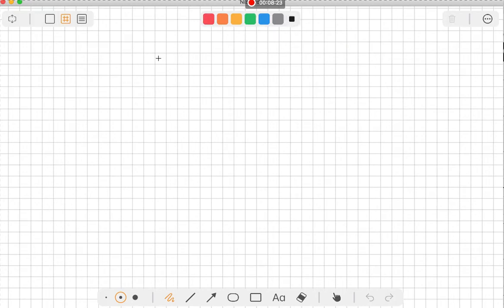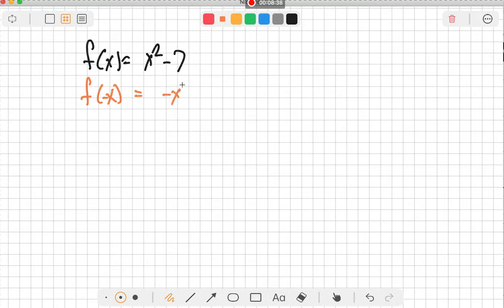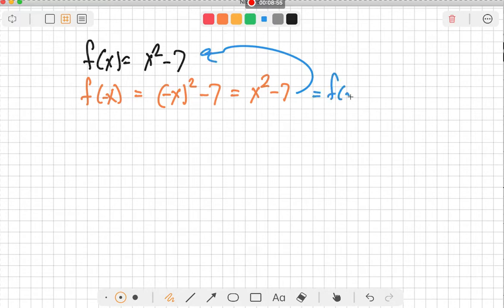So we are going to try, what if we have f of x equals x squared minus 7? Again, we try f of the opposite of x squared minus 7. But if you take a negative number and square it, you're going to get positive. So that equals x squared minus 7, so that equals f of x. So this function is even.